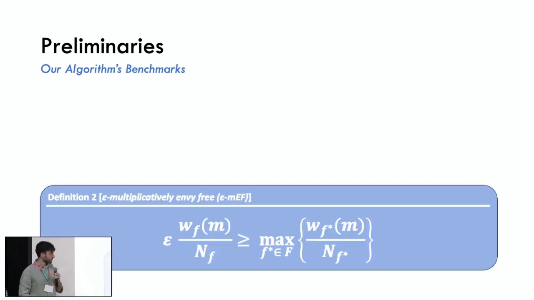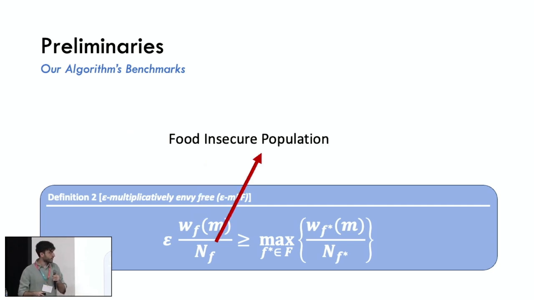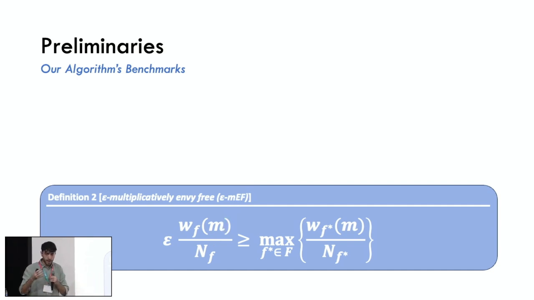The second guarantee is a fairness guarantee, which we call epsilon multiplicatively envy freeness. And here, W_F of M is the weight of food donations food bank F has received after M donations have been delivered. And capital N of F is the number of food insecure individuals that this specific food bank serves. So essentially this ratio is the weight of food that each food insecure individual in food bank F has received. So an epsilon multiplicatively envy-free matching algorithm guarantees that there is no individual that's going to get more than epsilon times the weight of food that some other individual is getting.